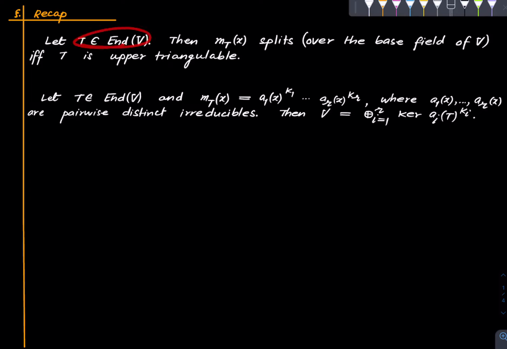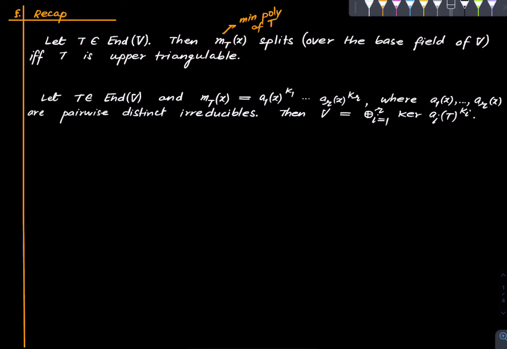If T is an endomorphism on a vector space V, and m_T(x) is the minimal polynomial of T, then basically the statement is that the minimal polynomial of an endomorphism splits over the base field of the vector space if and only if the endomorphism is upper triangulable.